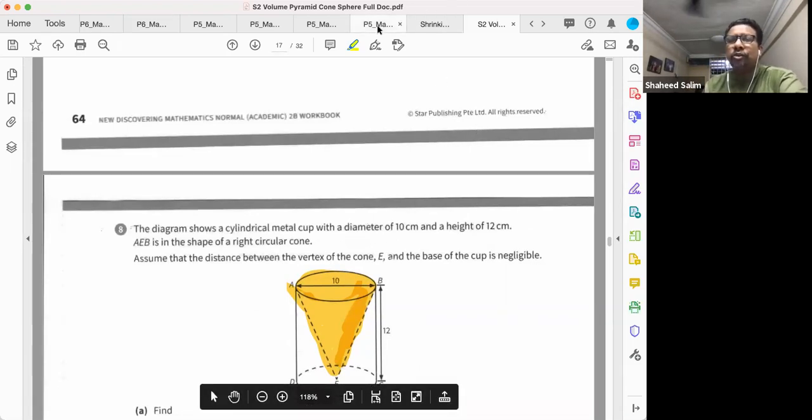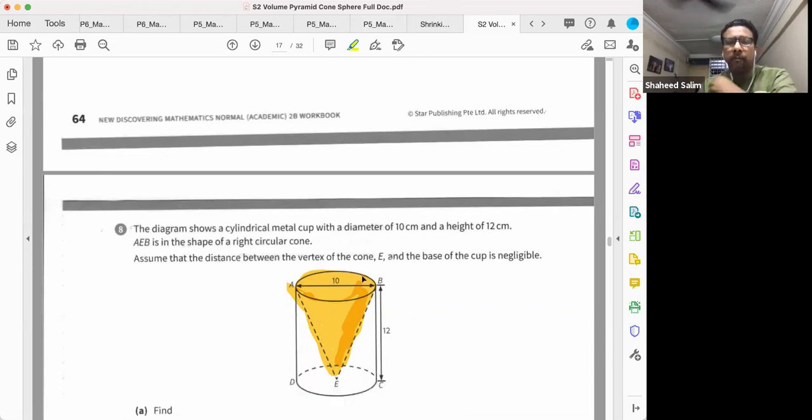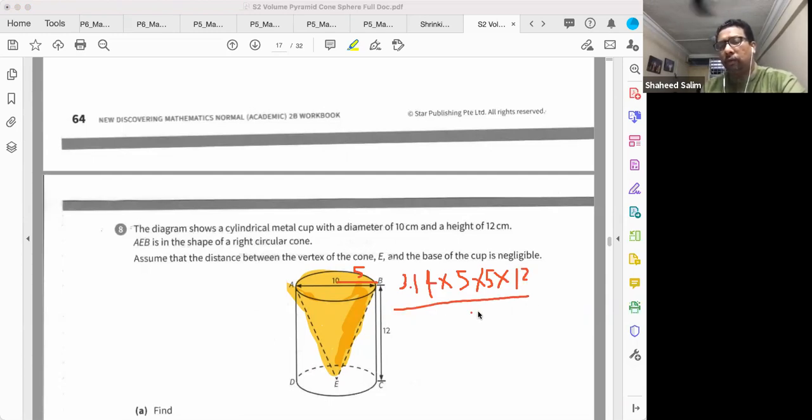Okay, what's the radius? It is 5, right? Yeah, Akila, okay. Radius is 5. 3.14 times 5 times 5. Then the height is 12, so times 12. Divide by 3, finish. You are supposed to get 314. You put it inside the calculator, you get 314. Okay, we move on again.